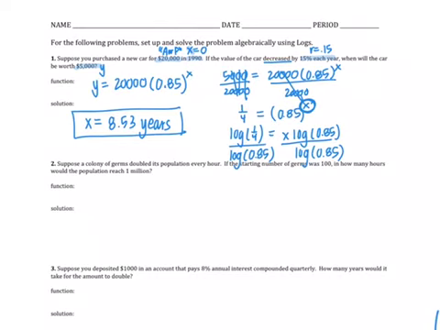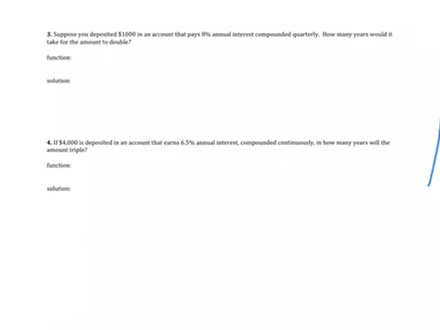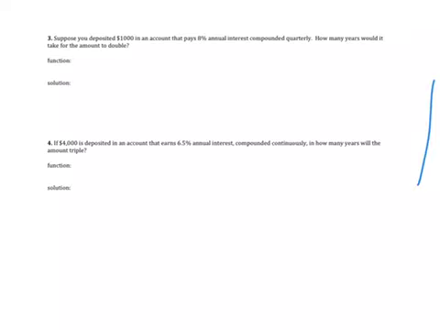All right, let's go to number 3. Suppose you deposited $1,000 in an account that pays 8% annual interest compounded quarterly. How many years would it take to double this amount? So let's highlight our important things. So we've got 1,000, 8% interest annually, compounded quarterly, and then how many years would it take for the amount to double? So let's write some notes.